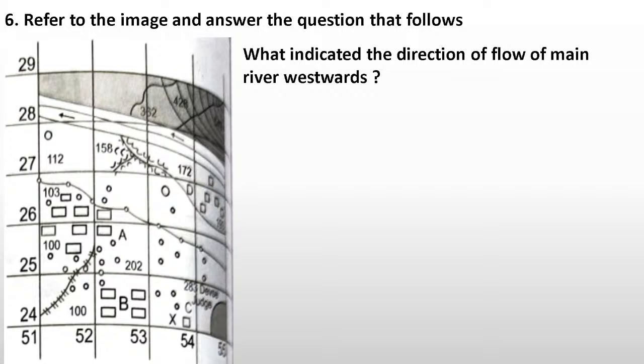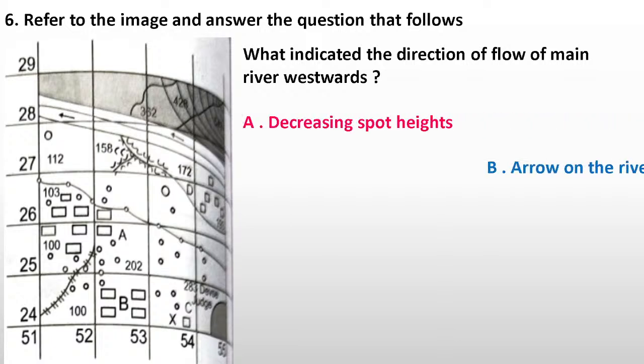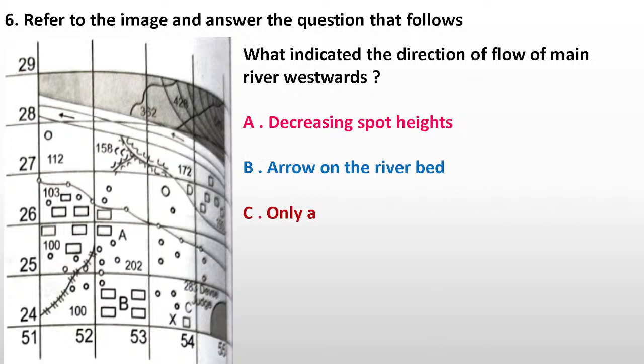Your options are A. Decreasing spot heights, B. Arrow on the riverbed, C. Only A, D. Both A and B. So what should be the answer for question number 6? What indicates the direction of the flow of the main river westwards?